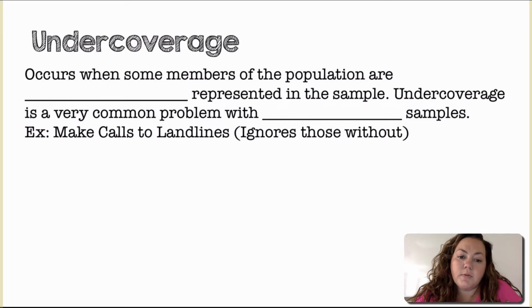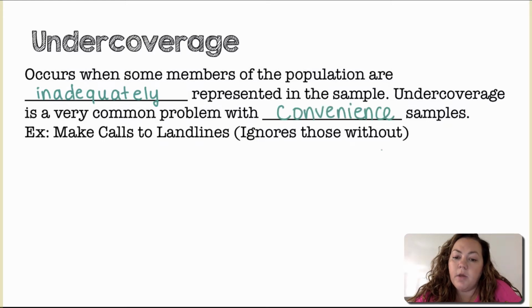Undercoverage occurs when some members of the population are inadequately represented in the sample. Undercoverage is a very common problem with convenience samples. So if they make calls to landlines, then that's ignoring anybody who doesn't have a landline. All right, so you're leaving out a large group of people.